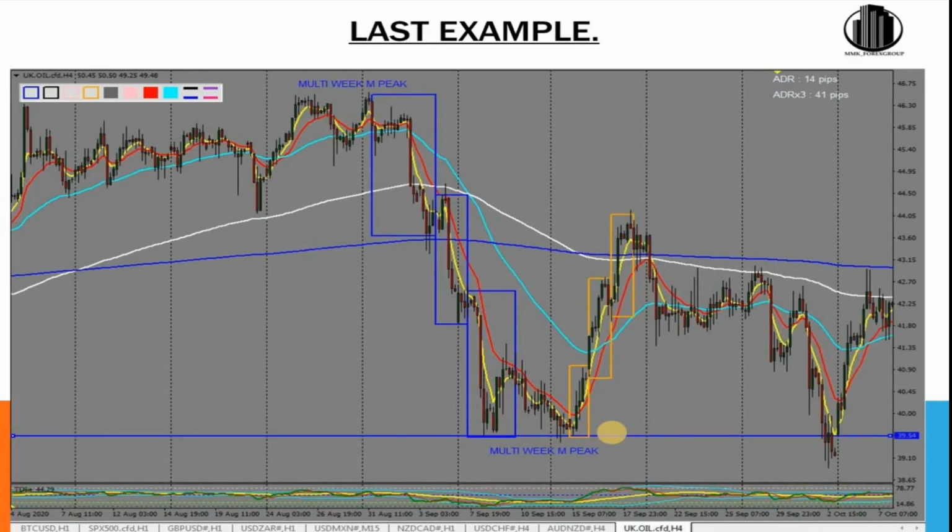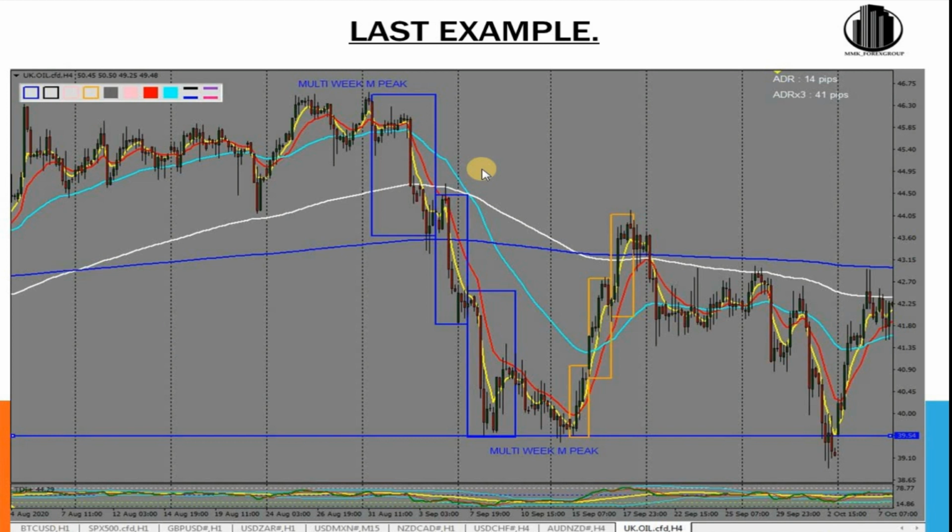Now here's our last example. This is another example. This is UK oil H4 time frame, and as you can see, we had a multi-week M formation. We had the first leg, and then we had the second leg in a different week and a week of drop. As you can see, you've got the first week of drop, a pullback, another week, another drop. So we basically had 2 levels of drop. Remember, variation to the theme, 2 levels of drop in 1 week. So you need to be trained, right?